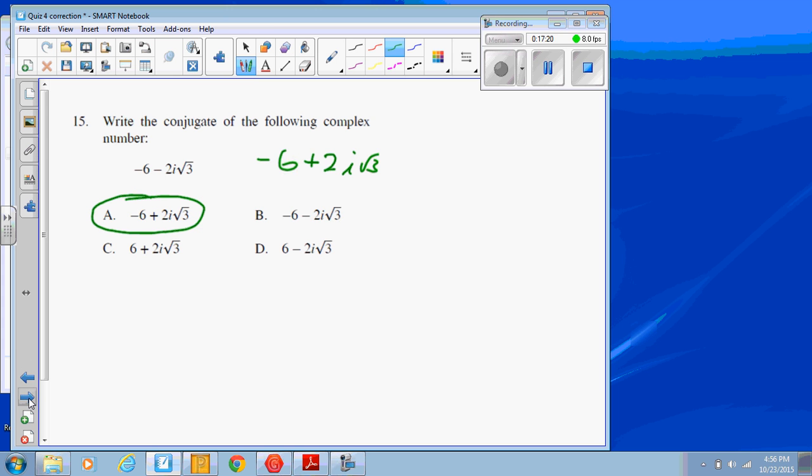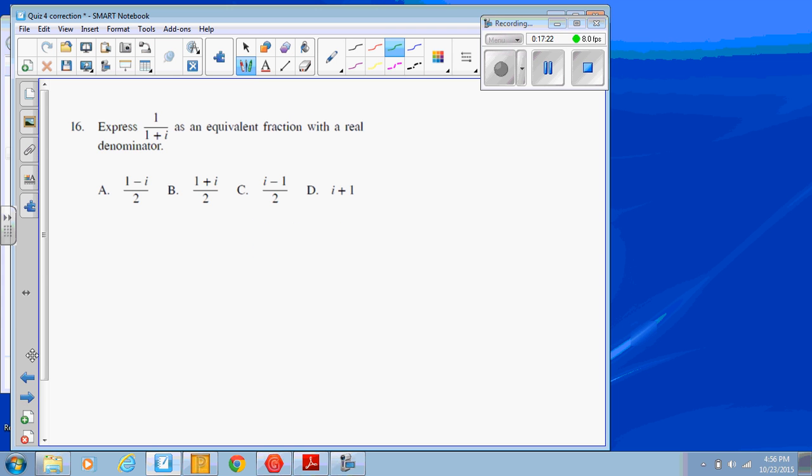Now we're going to move on to number 16. Express as equivalent fraction with a real denominator. We're going to do similar to what we did a few minutes ago. 1 plus i. We have to get rid of this i on the denominator, so we multiply by the conjugate of 1 plus i, which is 1 minus i on top and bottom. So the top of the fraction, we just multiply 1 times 1 minus i is 1 minus i.